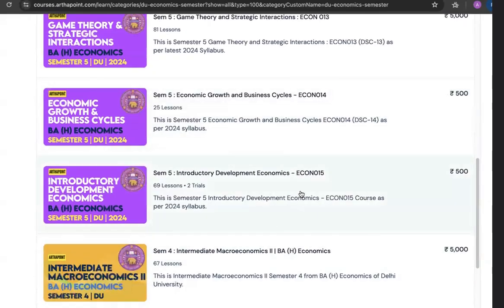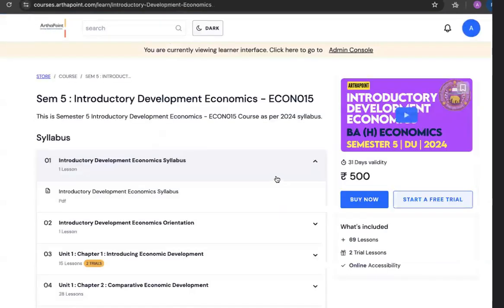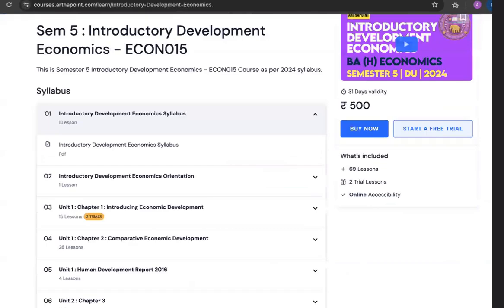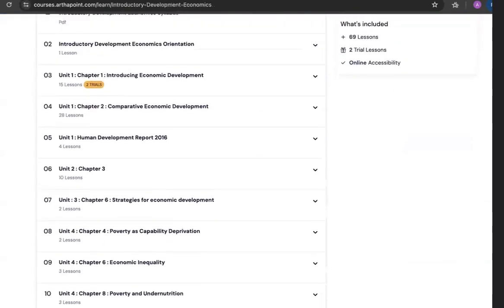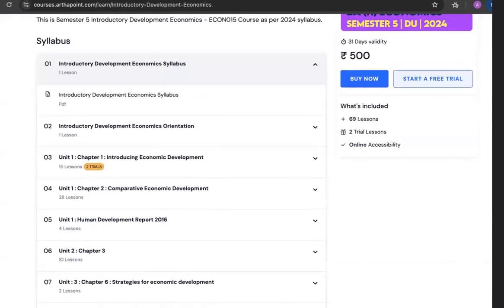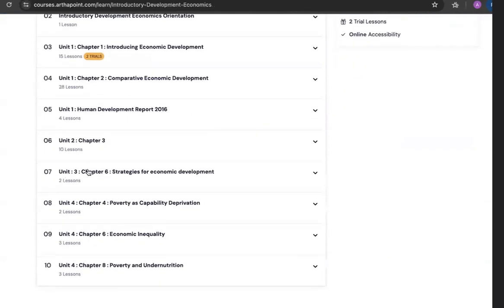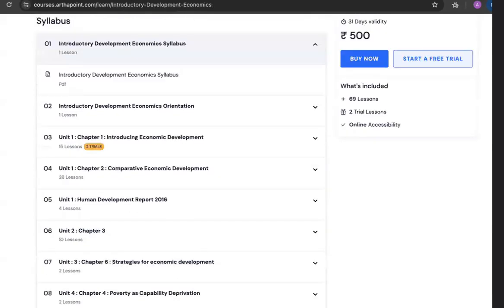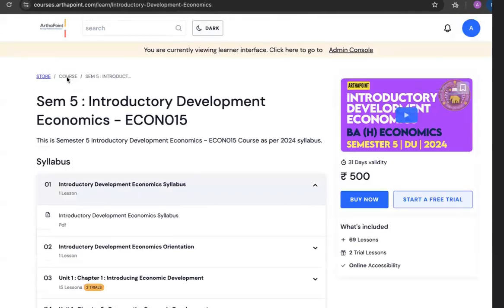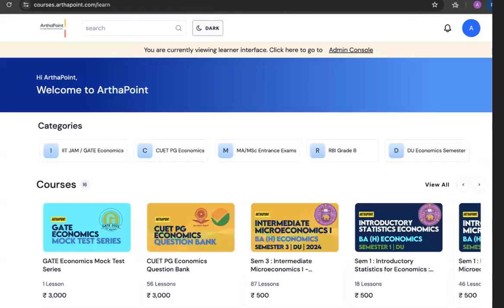And if you look into this introductory development economics, you can see that I have gone ahead and covered a lot of the course, even though it is an initiative. You can see that unit 1 is completely covered. You can see that unit 2 is covered, and you can see that unit 4 is also completely covered. In unit 3 also, we have covered one chapter. So this is the link to our portal. You can go ahead, you can have a look at the various courses.